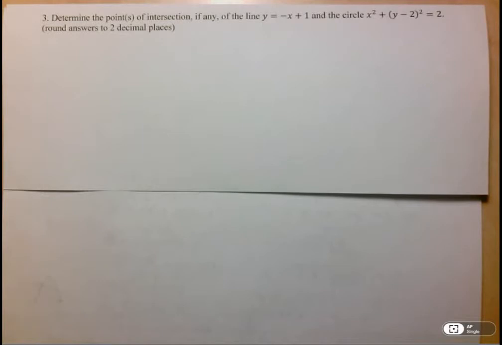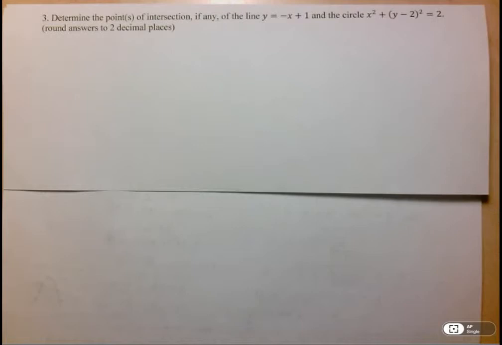Hi folks, this is number 3 from the intersections of lines and curves. Here they're asking us to determine the point or points of intersection, if any, between the line y equals negative x plus 1 and this circle. Slightly different scenario from what we've seen so far.